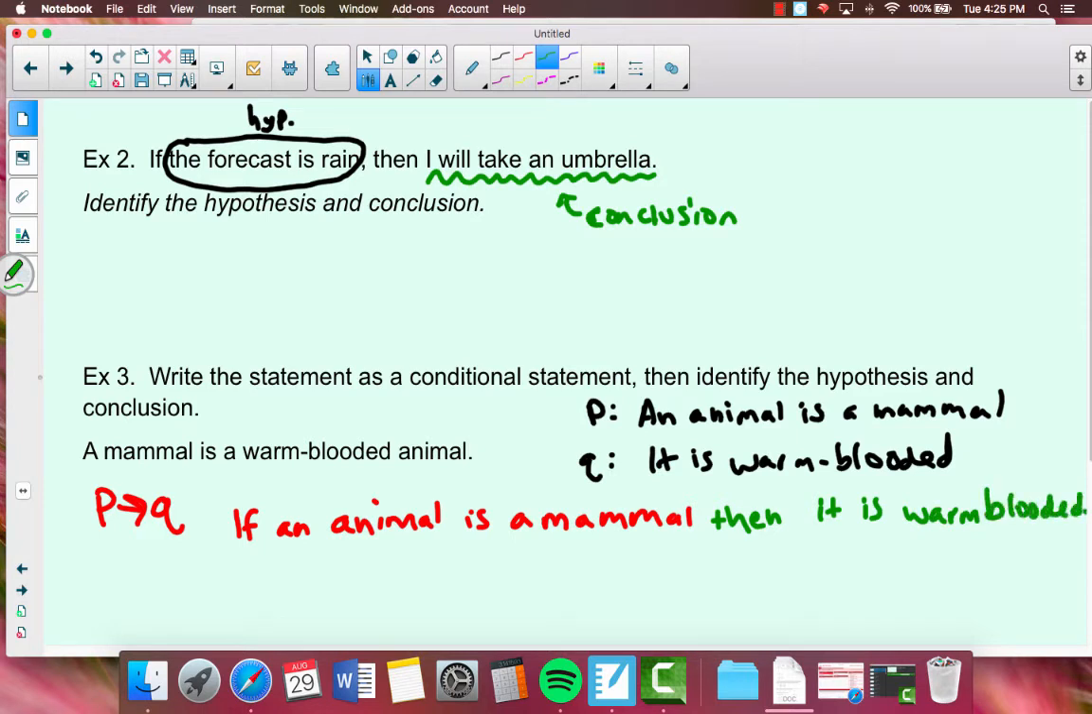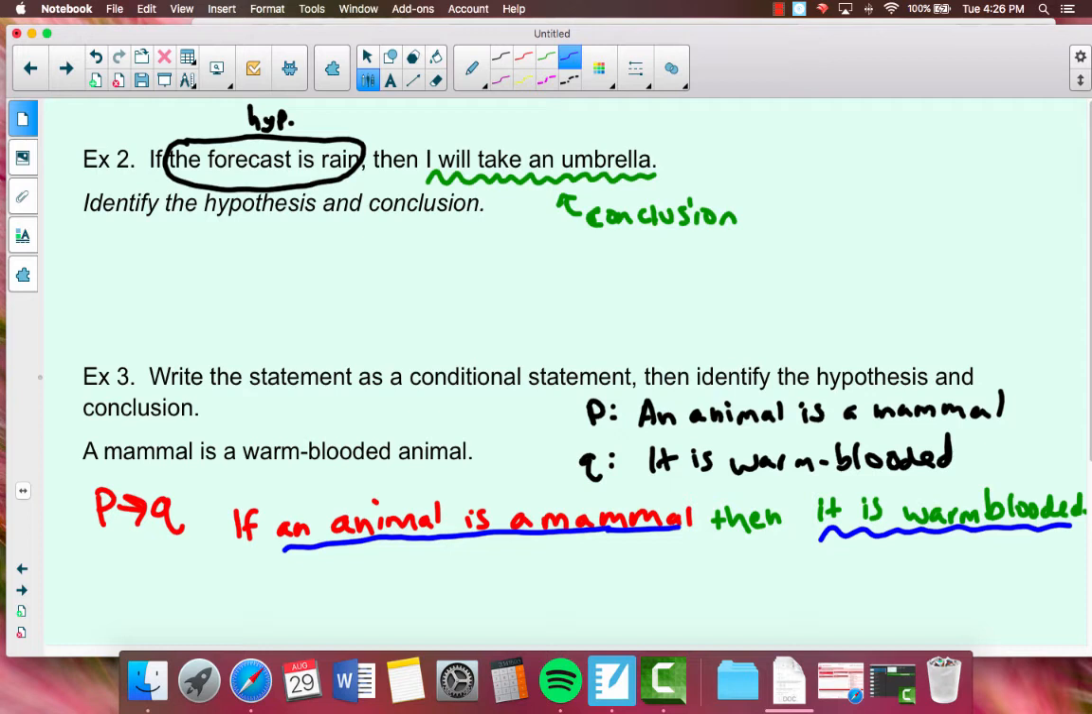And that would be my conditional statement. So then I can look at what's my conclusion, what's my hypothesis. Well, the hypothesis is an animal is a mammal, and the conclusion would be it is warm-blooded. Okay, so all I did was take a sentence and reword it a little bit to make it a conditional statement, if, then. All right, and sometimes it'll be really easy to change the wording too.